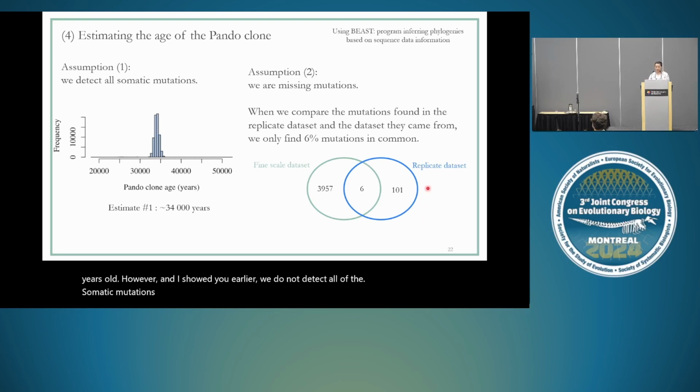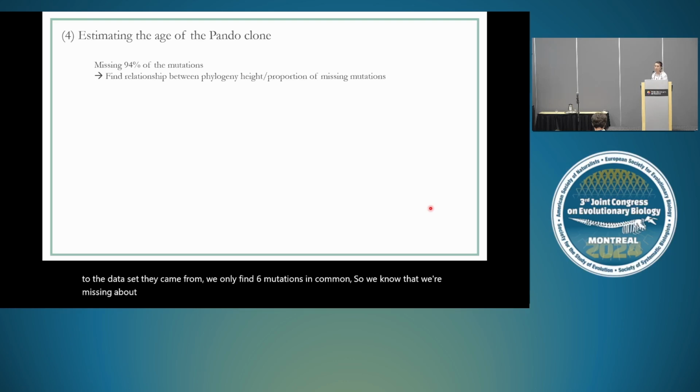When we compare the mutations that we found in the replicate dataset to the dataset they came from, we only find 6 mutations in common. So we know that we're missing about 94% of the mutations. The next simulation that I did was taking into account the fact that we're missing most of the mutations.